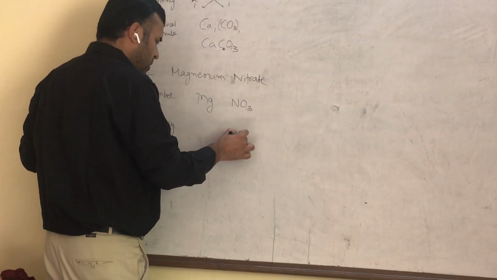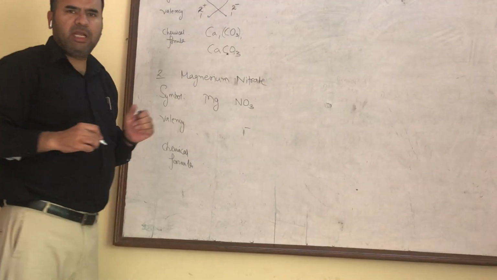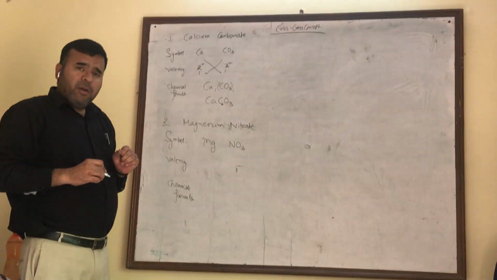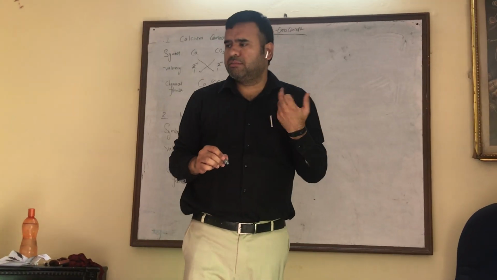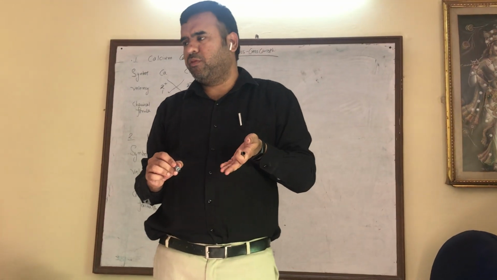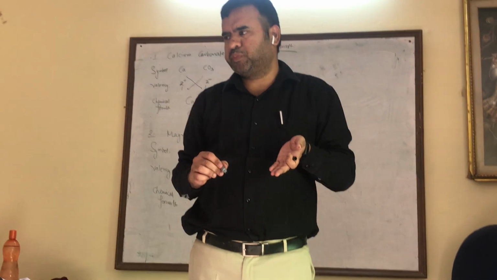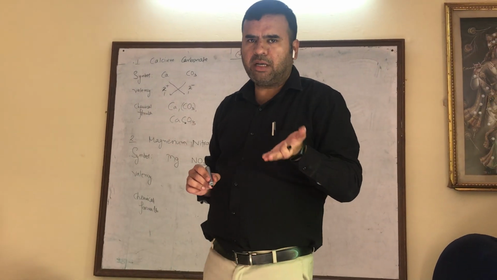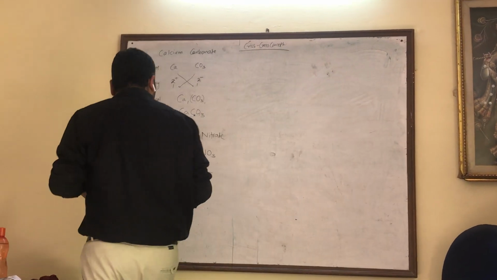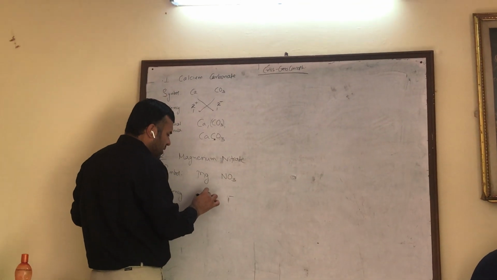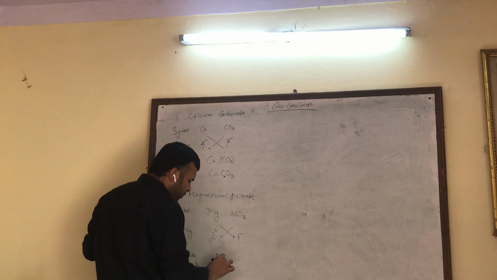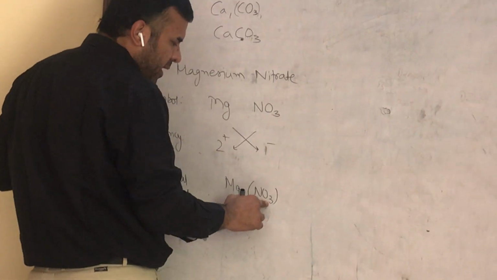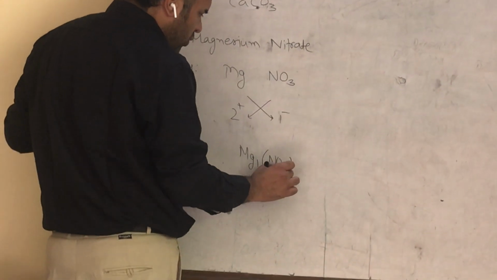Nitrate is NO3. It's a radical, nitrate, its valency is 1 minus. Magnesium is atomic number 12, electronic configuration 2, 8, 2. Valence electron 2. And it is a metal, so its valency will also be 2. So magnesium valency is 2. Again, crisscross. Now this is Mg1. In bracket you will write, because this is a polyatomic ion.